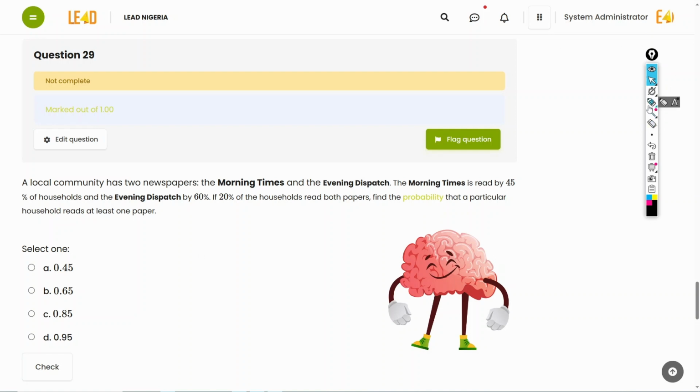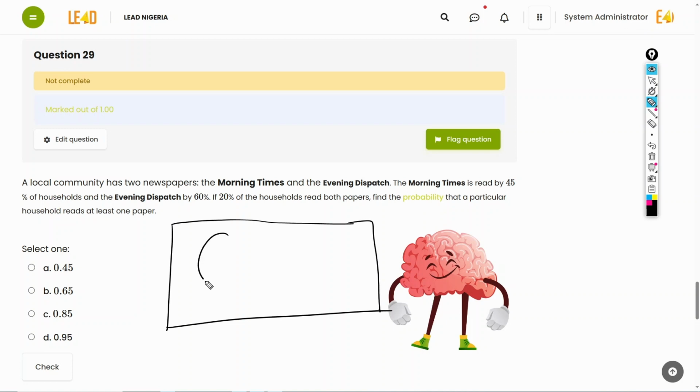Okay, so I'm going to just draw a set. We are told that MT, meaning Morning Times, is 45%, and Evening Dispatch, ED, is 60%. And we are told that 20% read both.